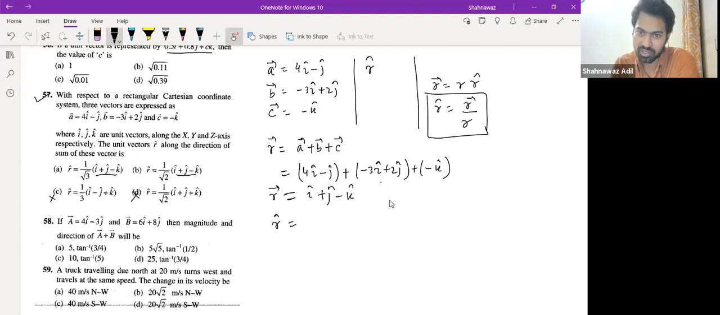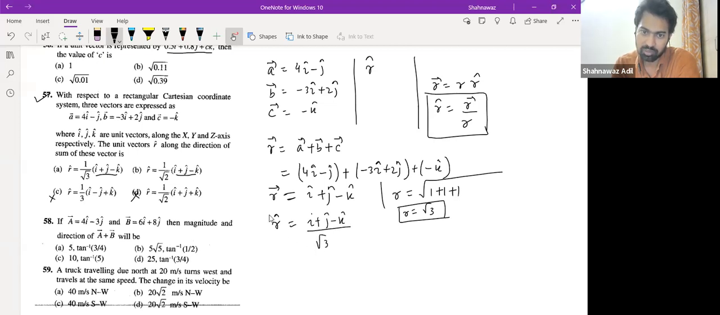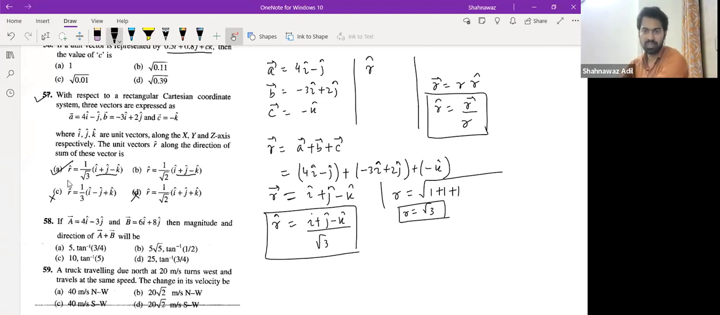So we have to find the magnitude. This would be simply 1 plus 1 plus 1, so root 3. So the unit vector would simply be i hat plus j hat minus k hat, divided by root 3. Right, guys, so which option? This one. Understood? Yes, sir. So you guys please note it down.